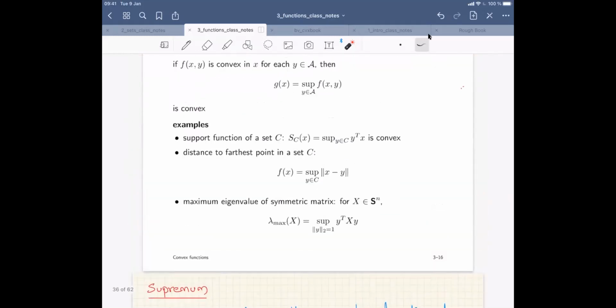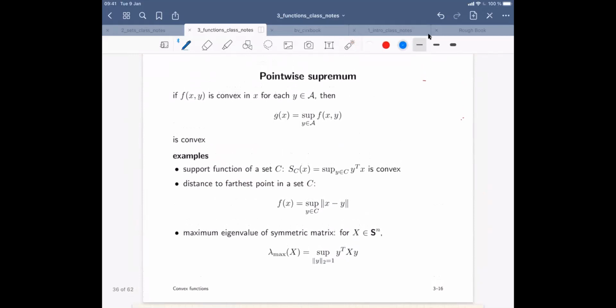One example is the supporting function. So what is a supporting function? You have a set C, and the supporting function of set C evaluated at argument X is defined like this. You pick all y's from the set C and take the inner product with this X. So you have different inner products, y1 x, y2 x, like that, and you take the supremum or maximum of that. That is what the supporting function is doing.